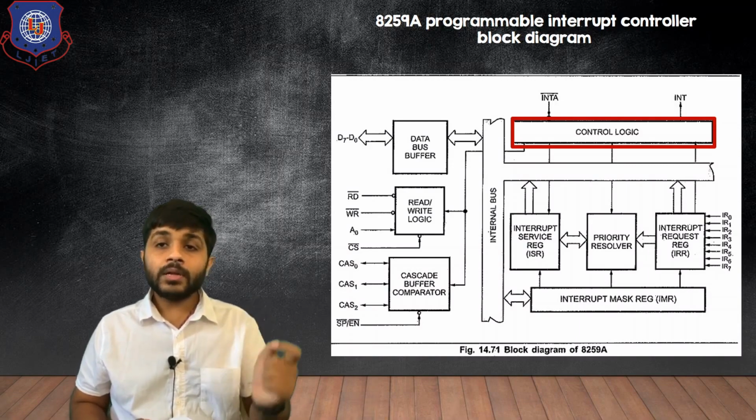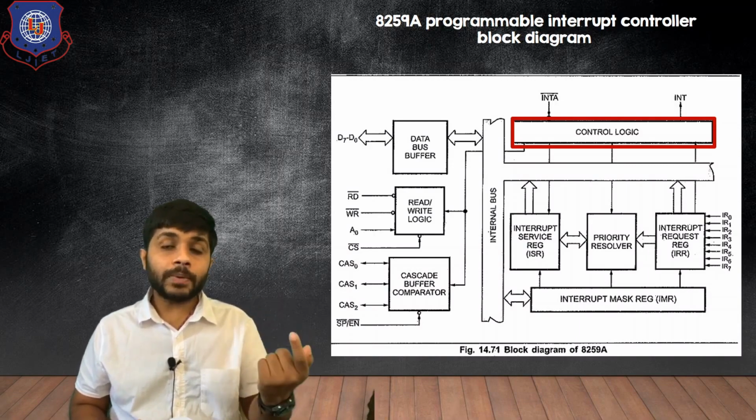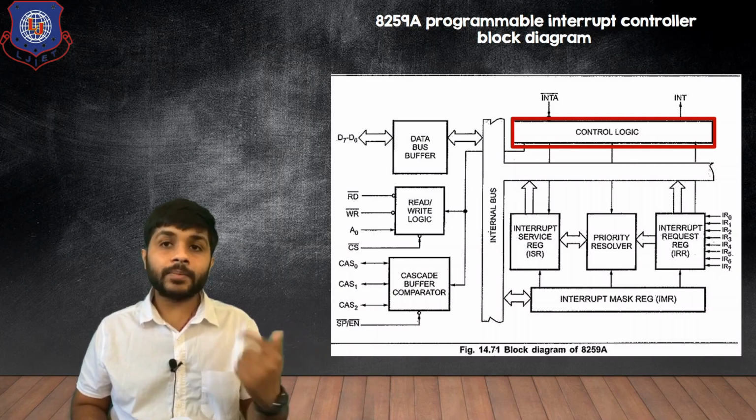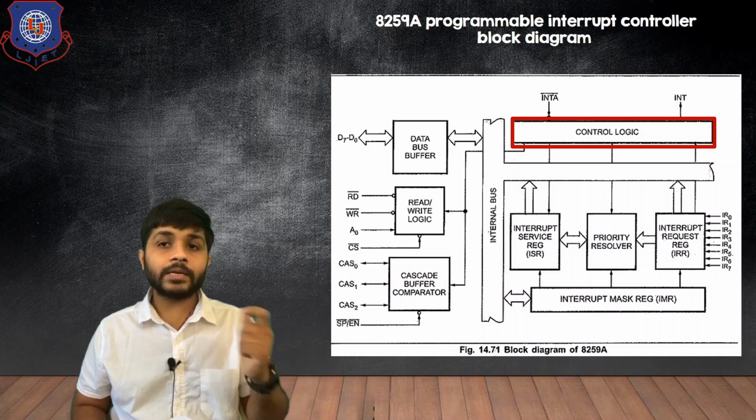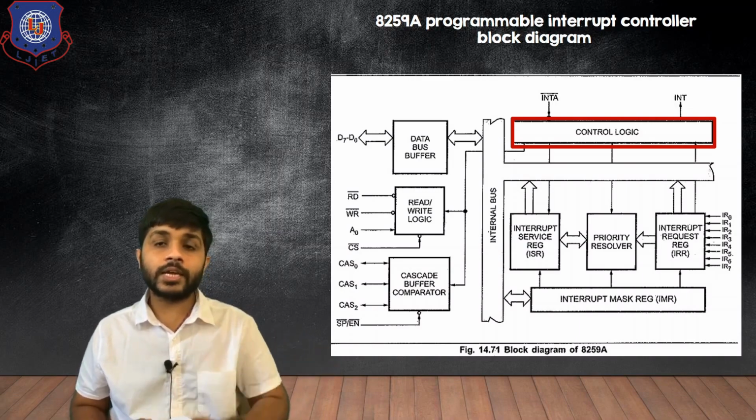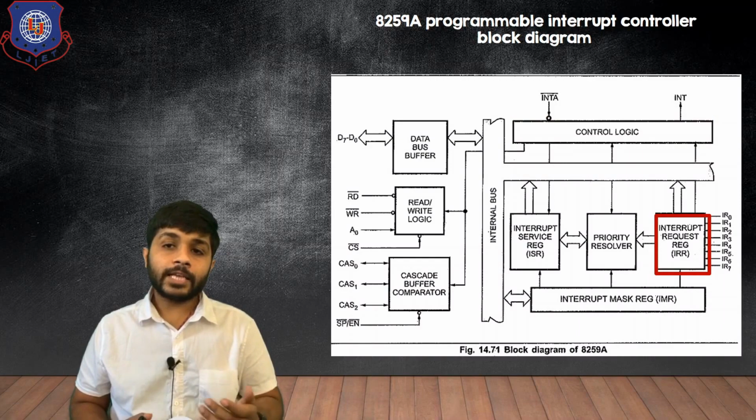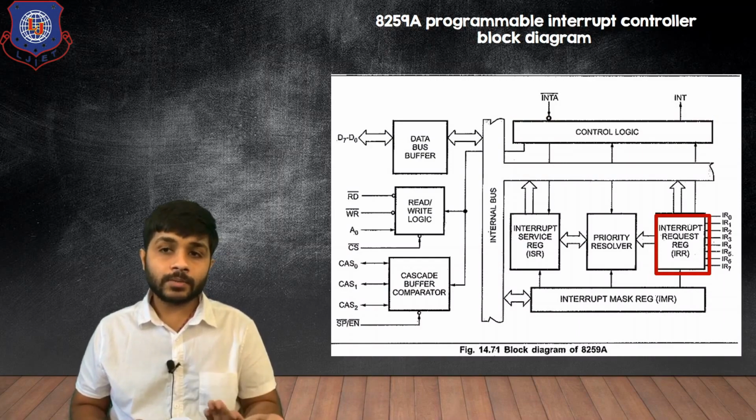And if you remember, the processor has an output pin which is INTA bar, interrupt acknowledgement. So the output pin from the microprocessor, INTA bar, will be connected here to the control logic of this 8259A. The next block is the interrupt request register.